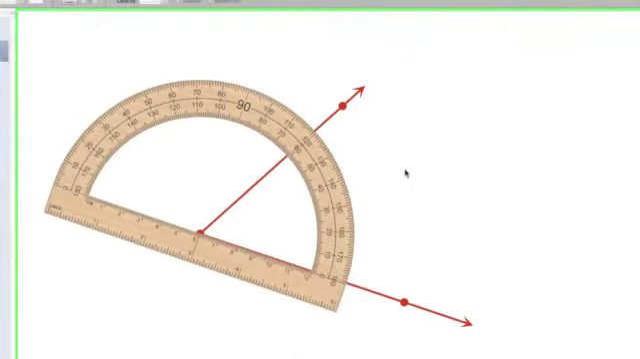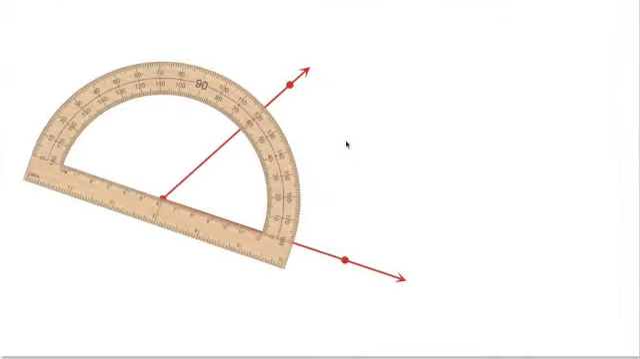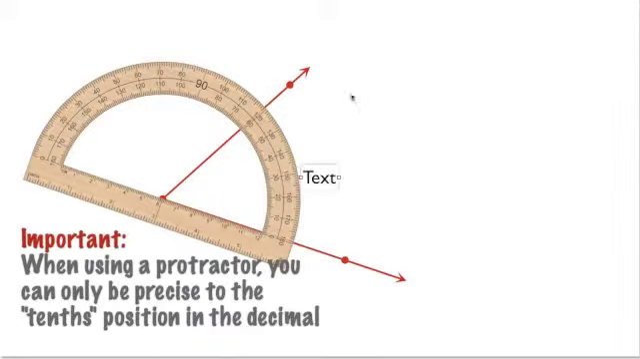You'll never be able to tell me that this angle is, for example, 61.45 degrees. You just can't do it. At most, you'll be able to take it to the tenths place. So perhaps this angle is 60.5 degrees. But in this case, we're going to round up.